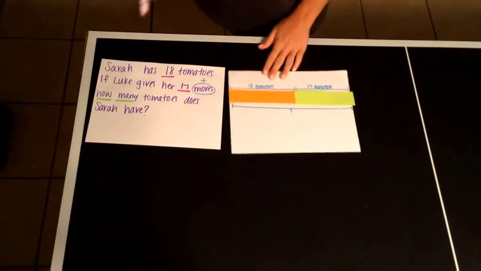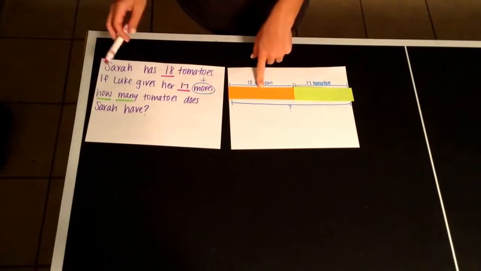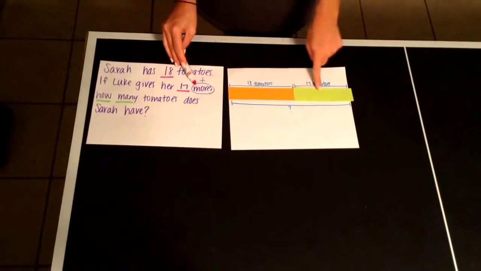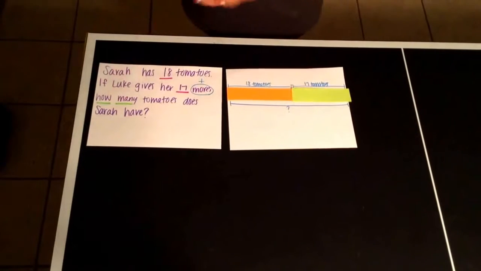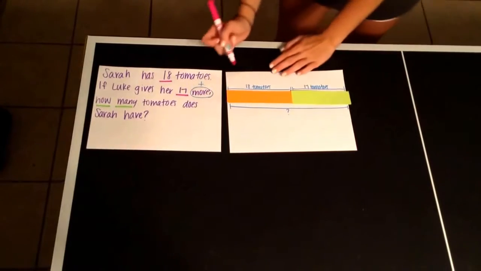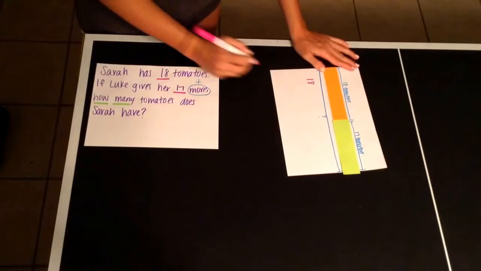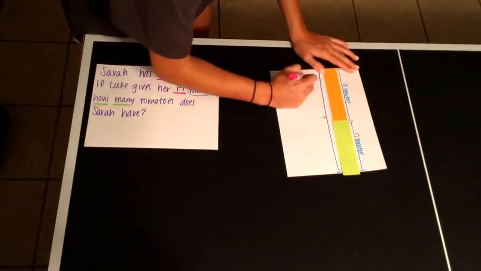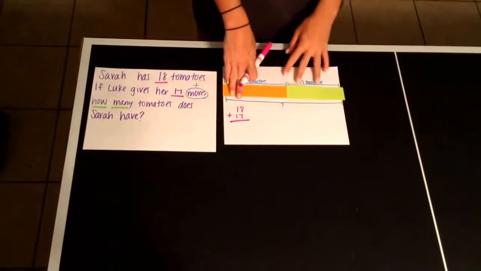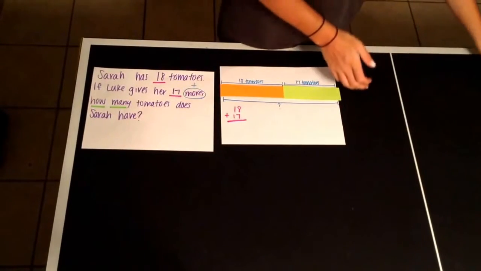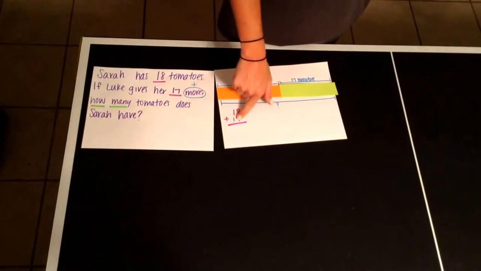So now if we go back to our problem, Sarah has 18 tomatoes. Our 18 tomatoes is represented by our orange strip. And if Luke gives her 17 more, which is our green strip, how many, which is our question mark, tomatoes does Sarah have? Now this is going to be an addition problem. So we see 18 tomatoes that Sarah already had plus the 17 that Luke gives her gives us an addition problem. Now we can see here that 8 plus 7 is going to be 15.